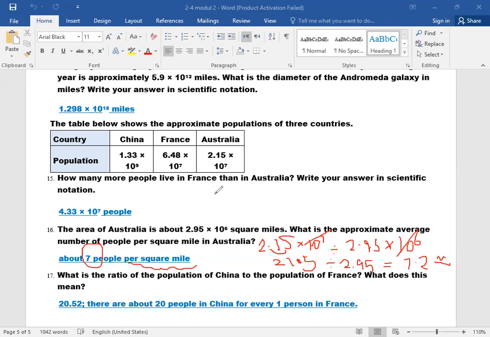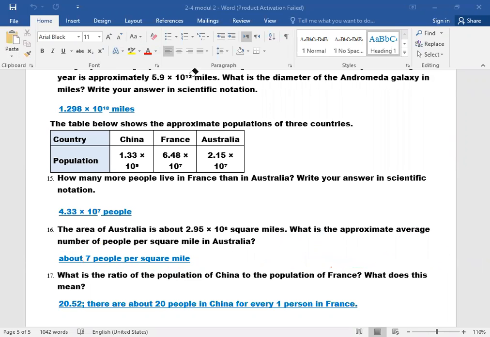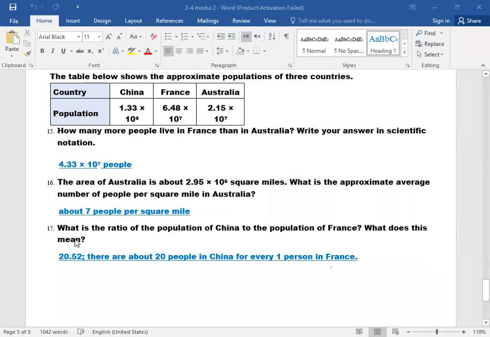Okay? Then we divide the population by the area of Australia. For this reason, it will be about 7 people per square mile. You get the answer? So we will move to another question. The next question: what is the ratio of population of China to the population of France?